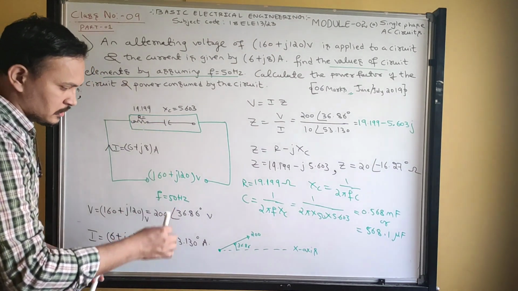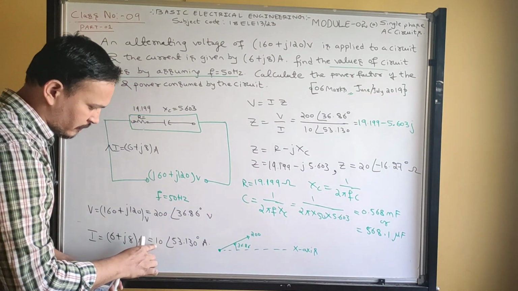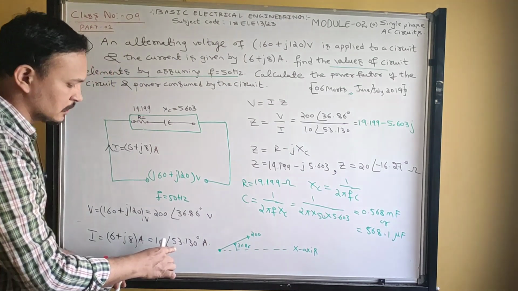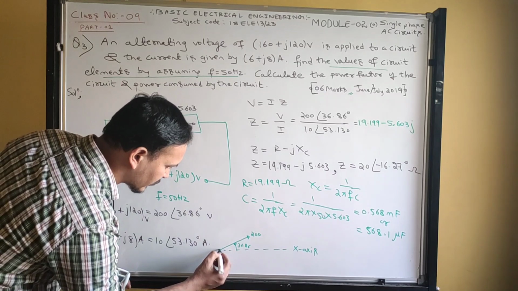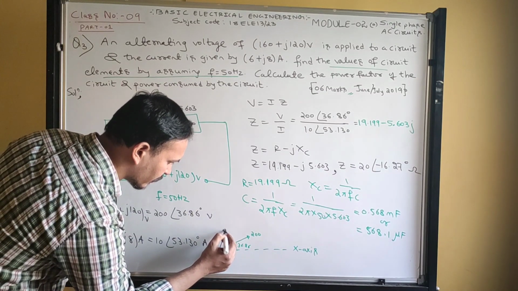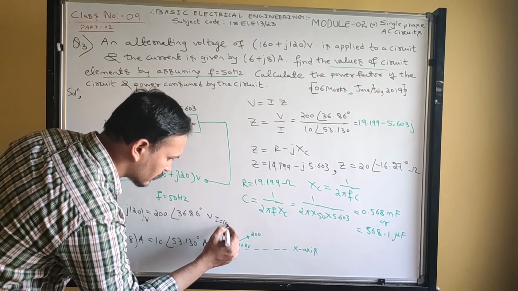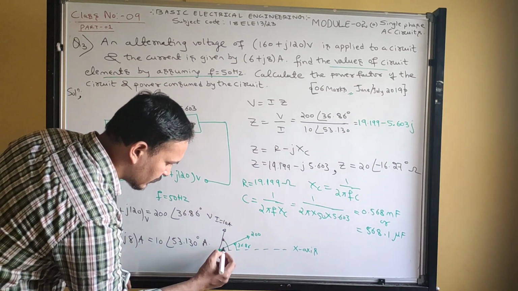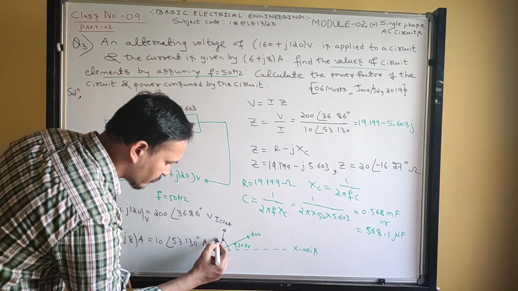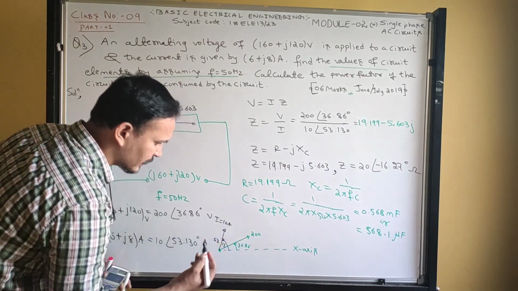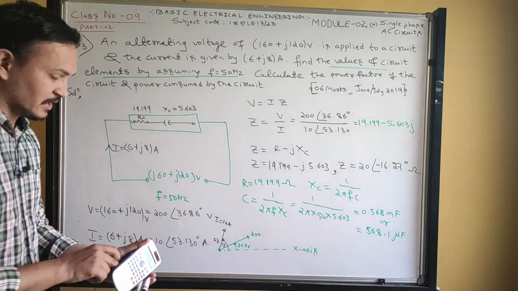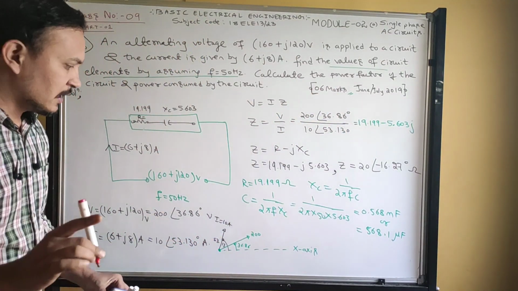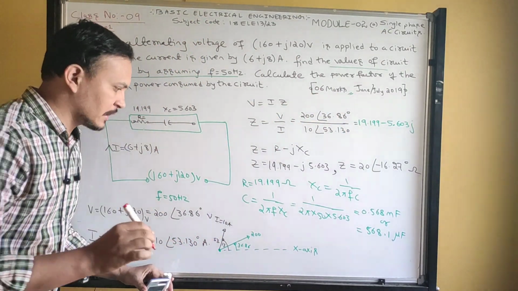Current also has no reference. With respect to the reference axis, the current is leading by 53.13 degrees. The magnitude of current is 10 ampere. It is going to lead the reference by 53.13 degrees. But to calculate the power factor of the circuit, I need the angle between voltage and current only.